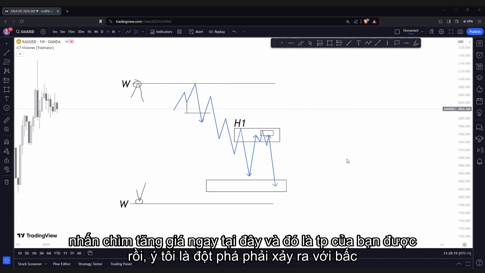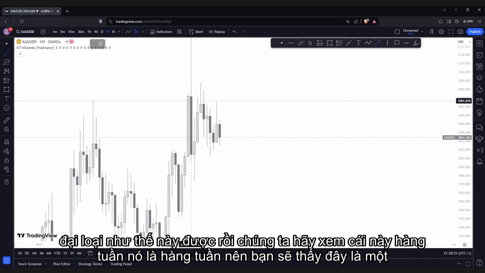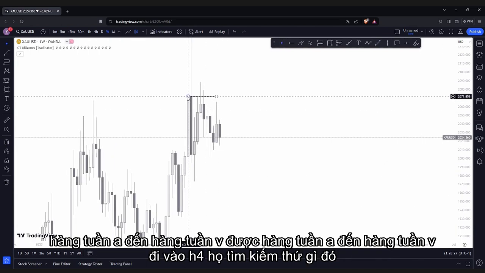The breakout has to be with the wicks. I mean something like this. Okay. Let's take a look at this weekly to weekly. So you see this is a weekly A to the weekly V. Okay. Weekly A to the weekly V.